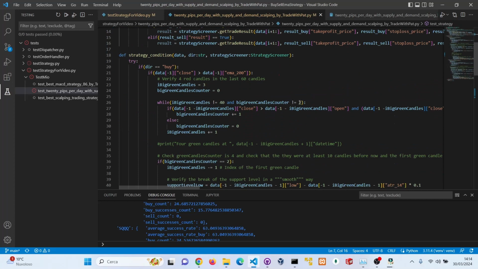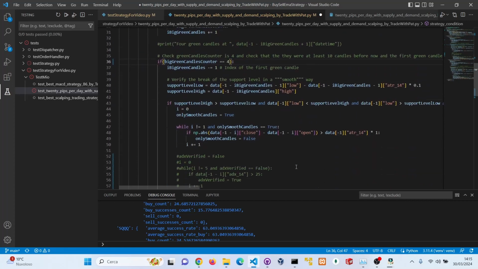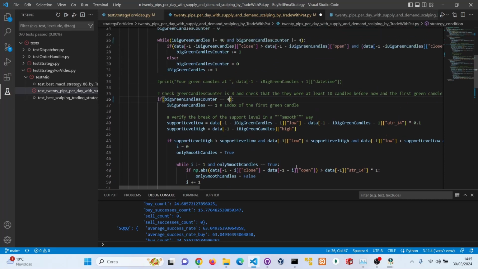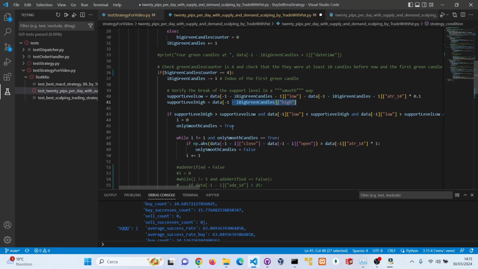So you have to find at least four big green candles, and then I set the support level low and support level high. Support level low is the low of the last candle before the first of the four big green candles, and I take the low and subtract 10% of the ATR. And high is the high of the first of the four consecutive big green candles.